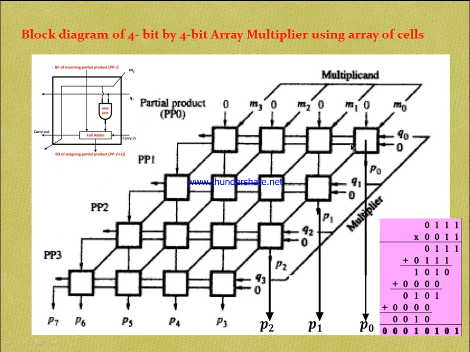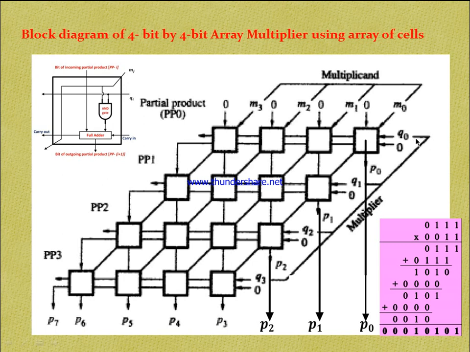Why? We will discuss that. First of all, for this particular cell, we know there are 4 inputs: 1, 2, 3, 4. You can see that for all the cells there are 4 inputs and corresponding 4 outputs also. Now in this particular structure, the multiplicand should be given from here.